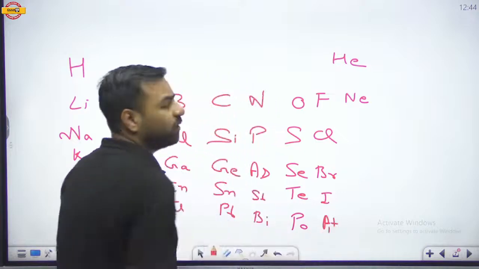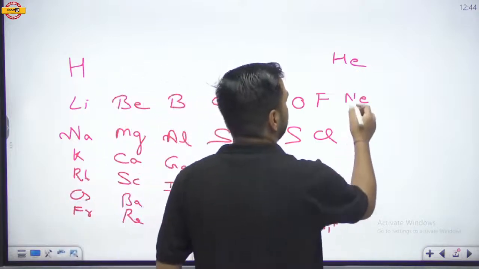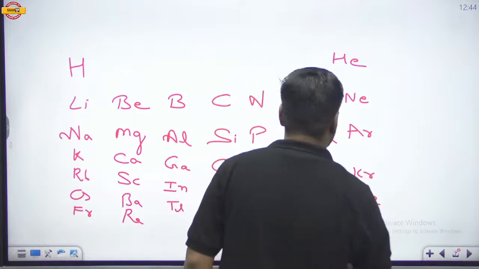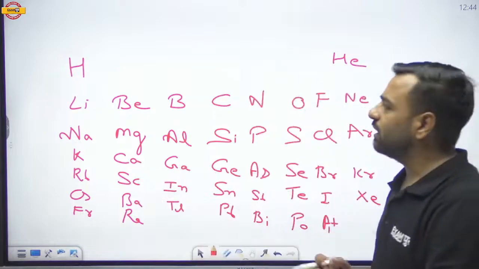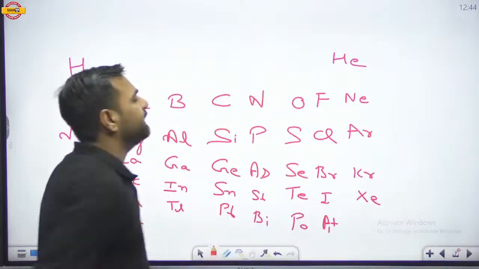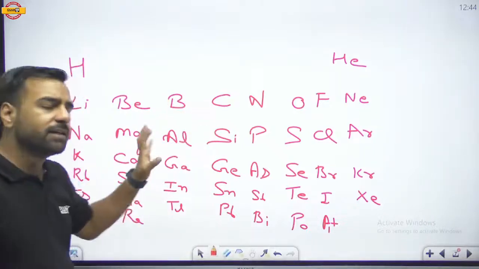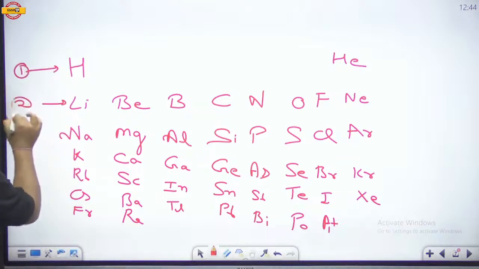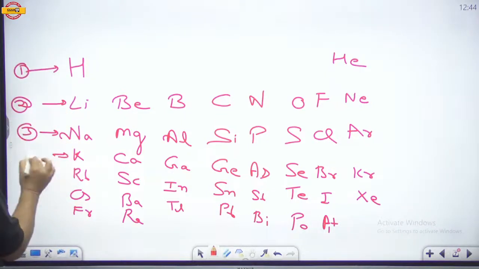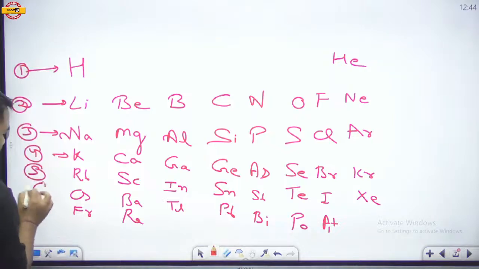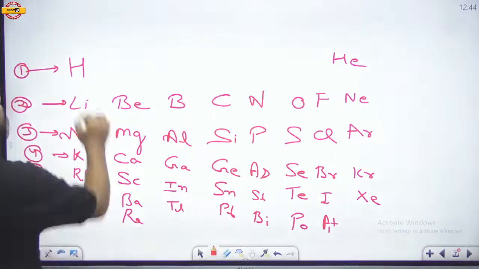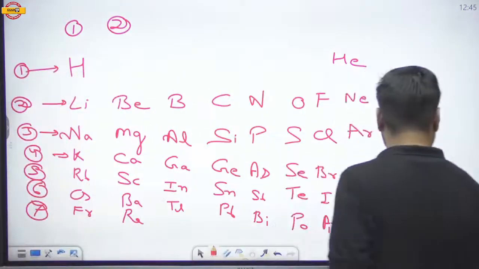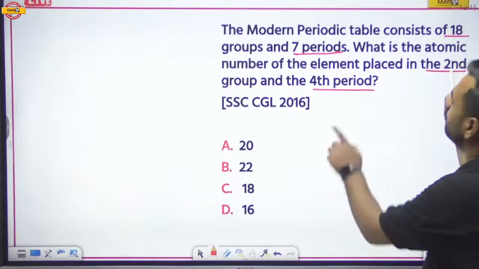You can create any trick of your own, fine, but it's just a trick. Helium, neon, argon, krypton, xenon. If I talk about this periodic table, we know that going from left to right we have a total of 18 groups, where we have skipped the middle part. But yes, we have first period, second period, third period, fourth period, fifth period, sixth period, seventh period. Groups, first, second. Now what was the question? The question was, second group, fourth period.